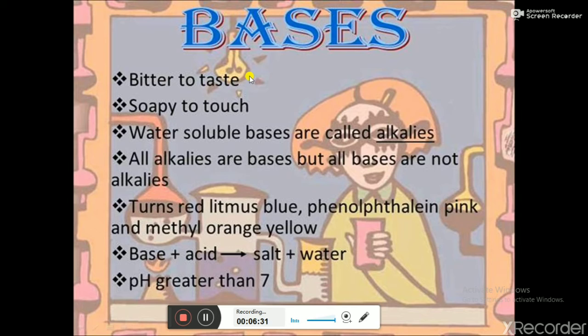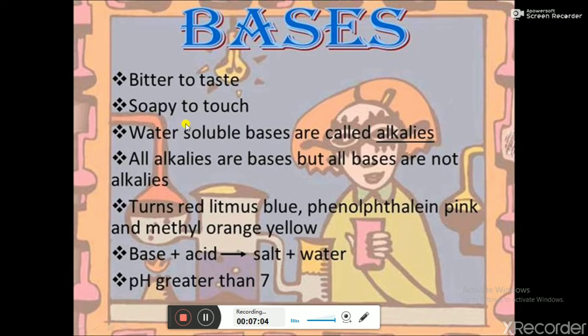You must have tasted bitter gourd, which is also called Karela, and Karela is quite bitter in taste. This is because bitter gourd contains a base, because of which it is bitter in taste. Similarly, the soap which we use in our daily life also contains a base, because of which it is soapy in nature. So bases are usually soapy to touch.